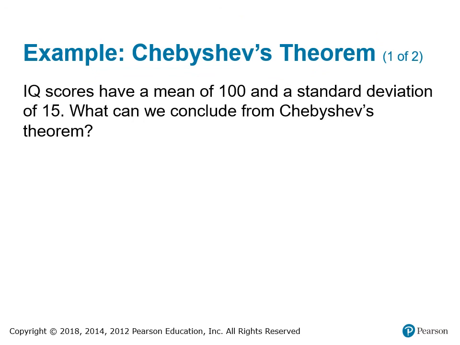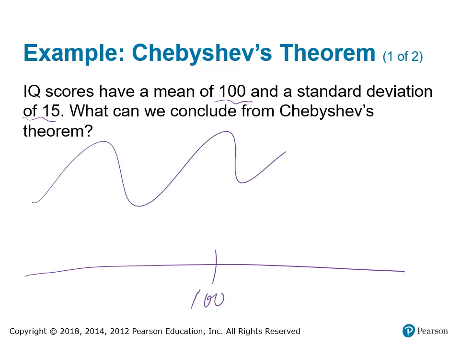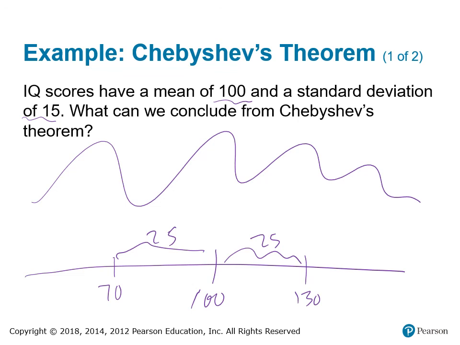So here, let's say we were looking at IQ scores. Let's say we have a mean of 100 and a standard deviation of 15, but we don't know what the distribution is. We have no idea what the distribution is. It could be anything. We know we have a standard deviation of 15, so let's go with, say, 70 and 130 again. Again, we know that this is 2 standard deviations and this is 2 standard deviations. 2 times 15, 2 times 15, so 30 and 30 in either case.